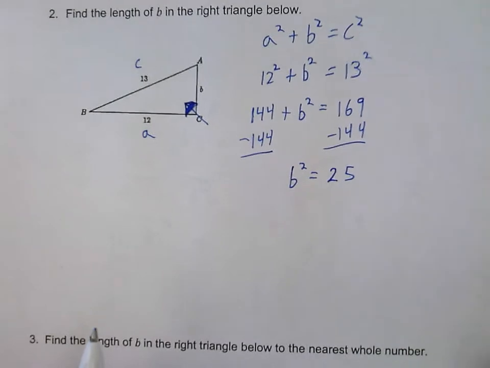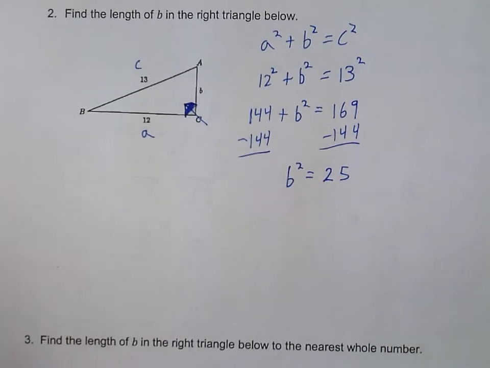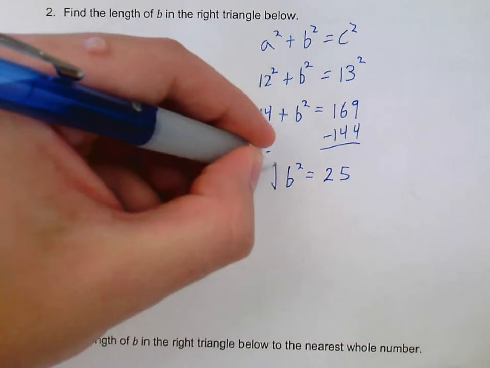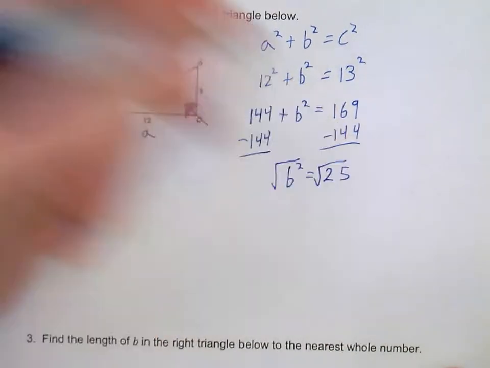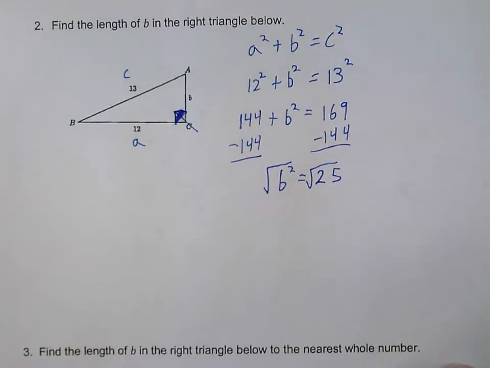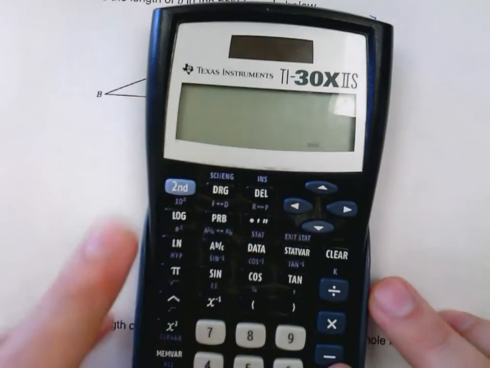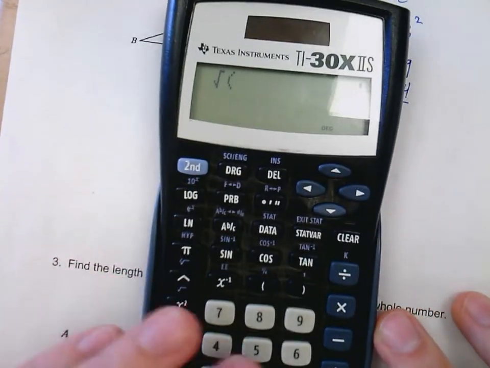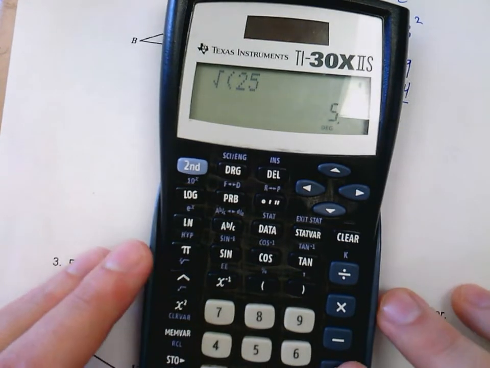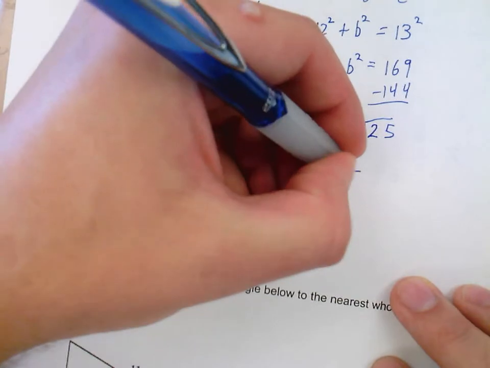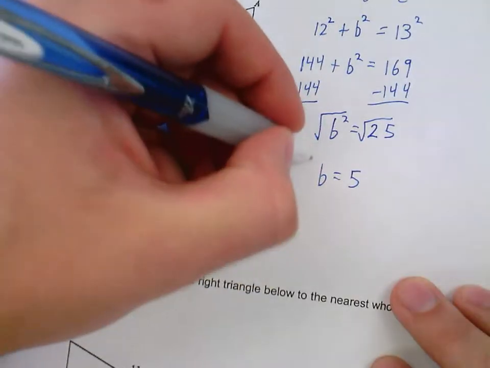And now, remind me, what do I do here? How do I get rid of this square? Yeah, exactly. Take the square root of both sides. Square root of 25. Again, if you didn't know that, you plug that in your calculator. Second, x squared, 25, and we get 5. So B, that missing side, is equal to 5. Bada boom, bada bing.